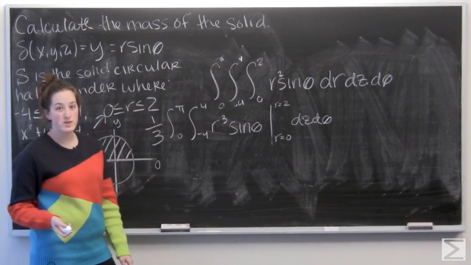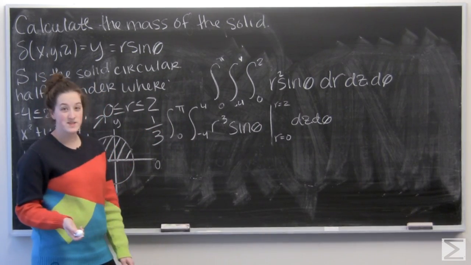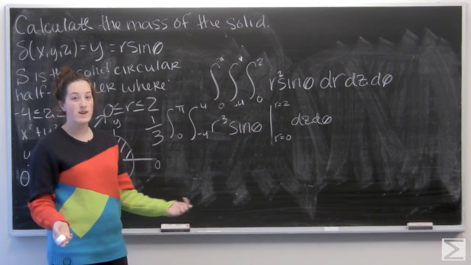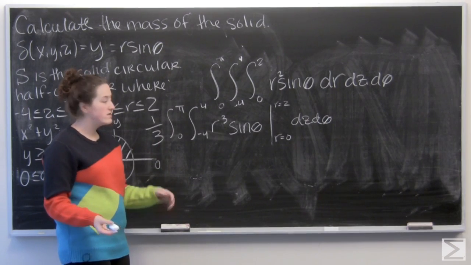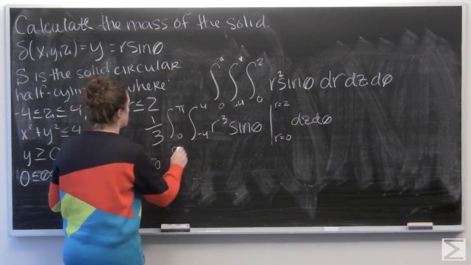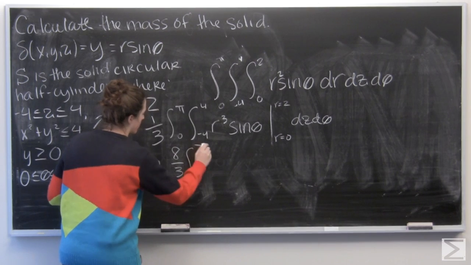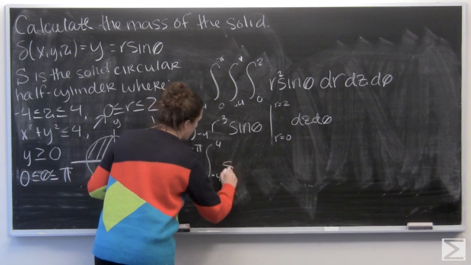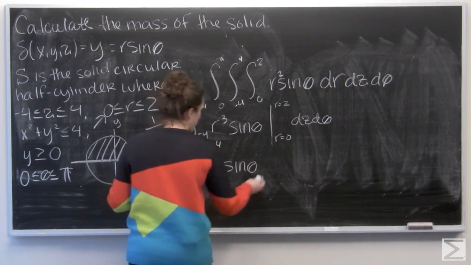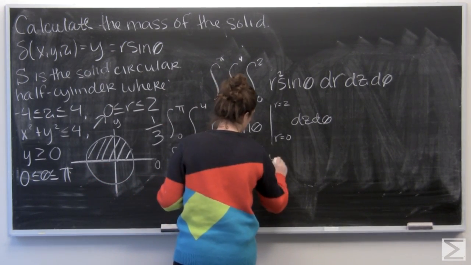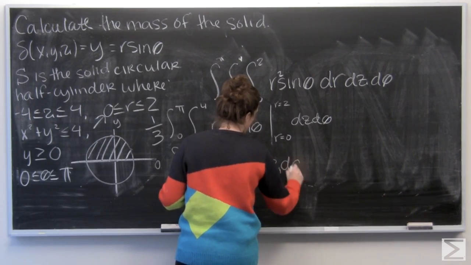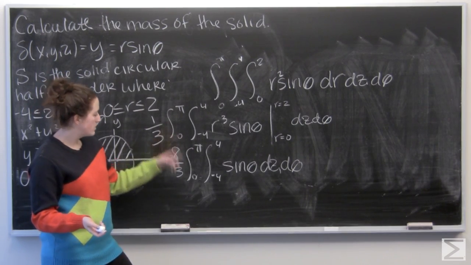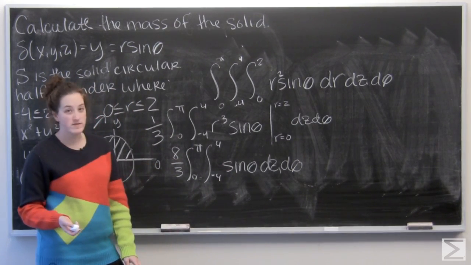So let me start by plugging in 2. 2 cubed is going to be 8. So I'm looking at 8 sine theta minus 0. I'm going to go ahead and add that 8 out here to the 1/3, just so I don't have to deal with it right now. So now I'm looking at 8/3 times the integral of sine theta.